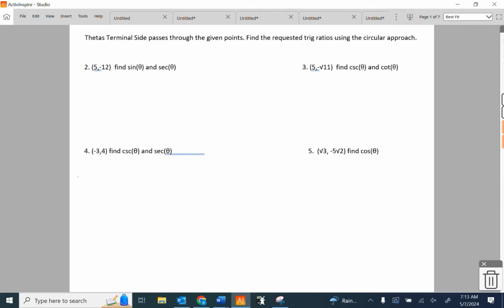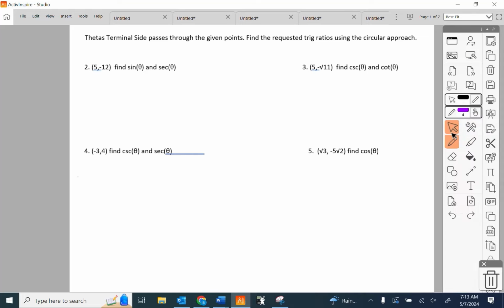This is the 13.3 homework, circular approach. The terminal side, what we have here is theta's terminal side passes through the given points. Find the requested trig ratios using the circular approach.